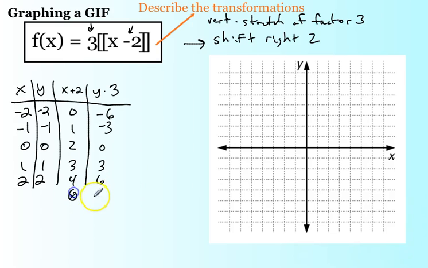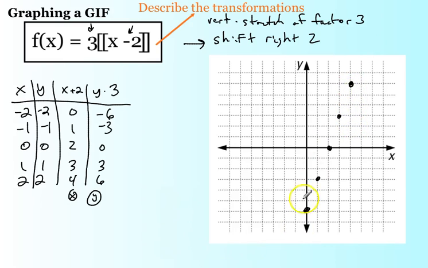So here are my new x's, here are my new y's. Again, I'm seeing nothing new or nothing different from what we've done in the past. So let's go ahead and graph these guys. I've got 0, -6, 1, 2, 3, 4, 5, 6. I've got 1, -3, 2, 0, 3, 3, and 4, 6.